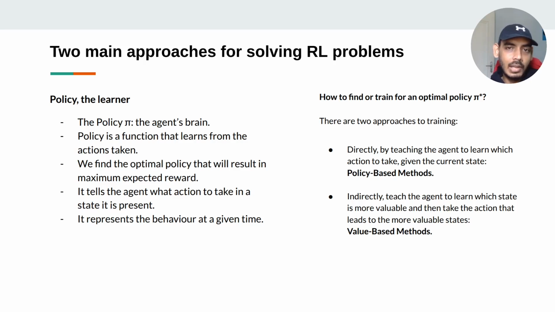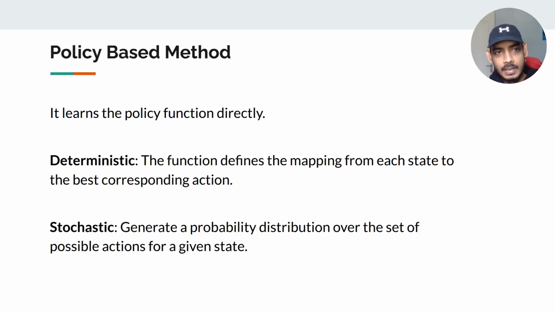Okay, you have a value given to a state in the value-based method, and in the policy-based method we directly say, take this action for a given state. That's the key difference between policy-based and value-based methods. Now, the policy-based method, as I said, is learning a function directly.